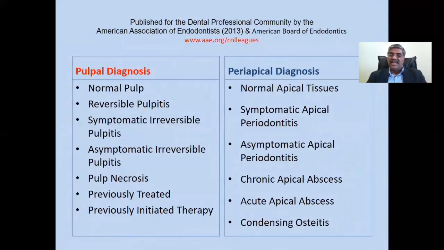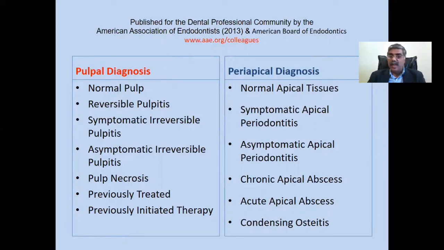Now let us discuss a relatively recent classification based on clinical findings proposed by the American Association of Endodontists and the American Board of Endodontics. They divide the endodontic diagnosis into pulpal diagnosis and periapical diagnosis. Under the pulpal diagnosis, they have different options. One is normal pulp. The second one is reversible pulpitis.